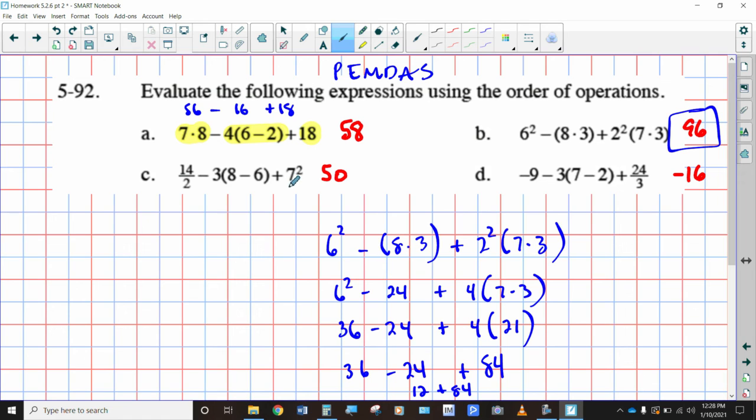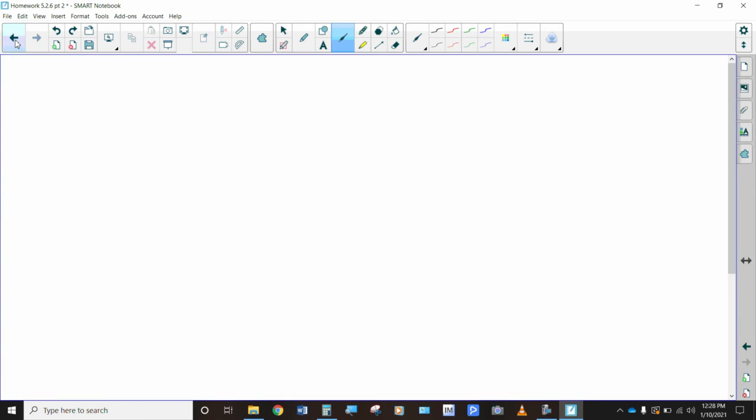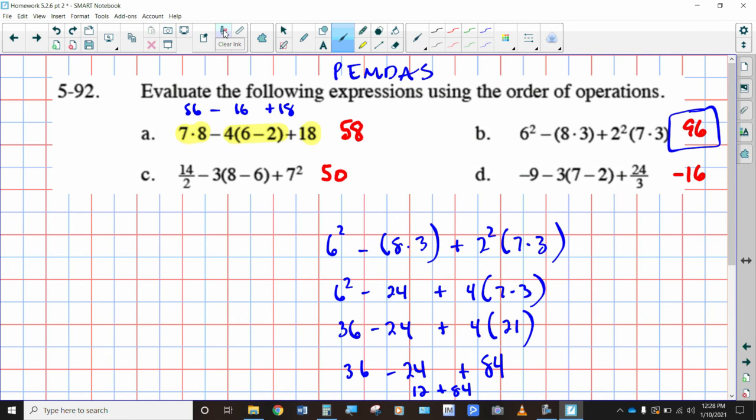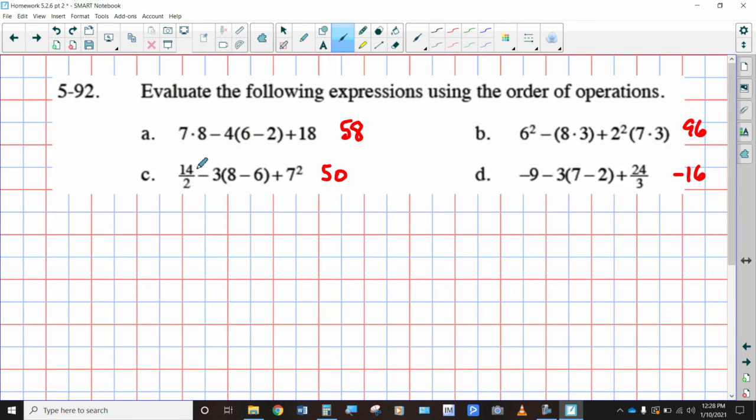Okay, I guess I can do the last two, since this is the last problem of the homework, right? Yeah, I'll just go ahead and do all of them. Here, I have to do the exponent. No, I have to do this first. So we're going to take 14 over 2, and then 3 times 2 plus, I'm going to just do that as 49. So this can be 7 minus 6 plus 49. 7 minus 6 is 1. 1 plus 49 is 50.